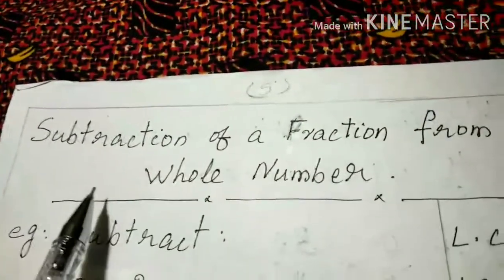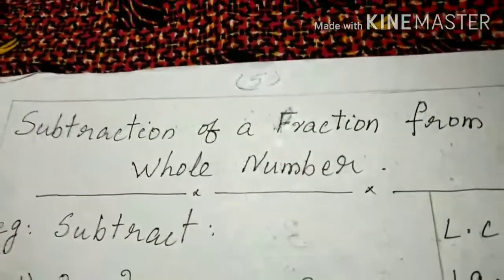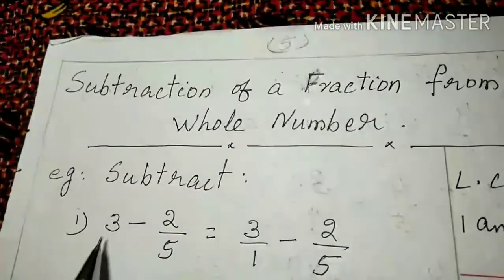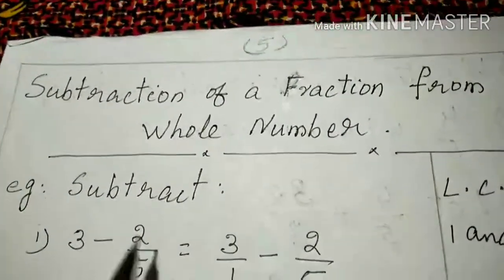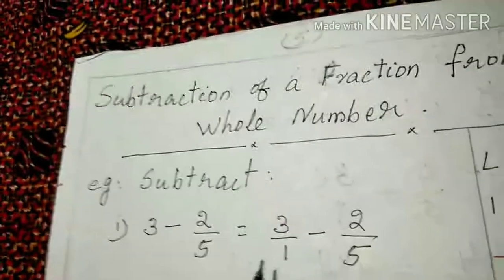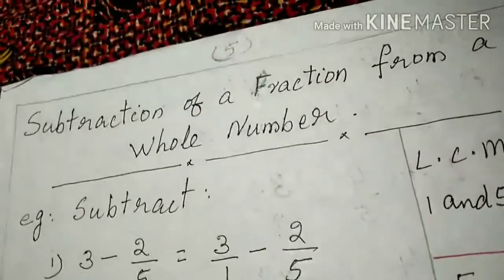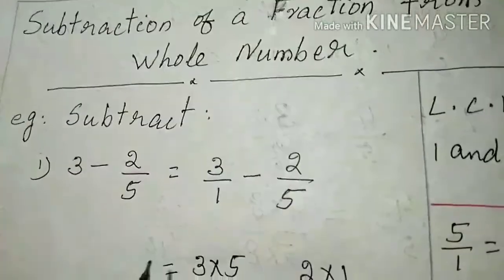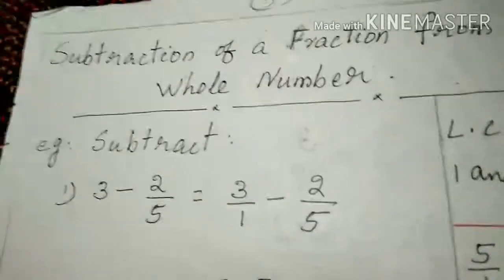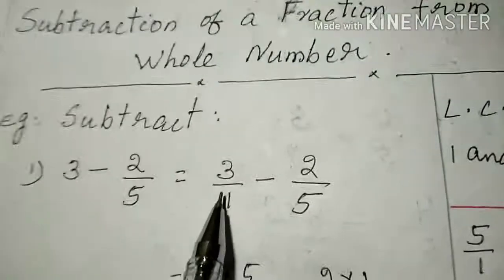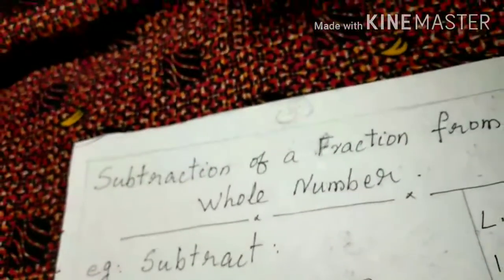Next type of subtraction is subtraction of a fraction from a whole number. Subtract 3 minus 2 by 5. Any whole number can be converted into a fraction by writing the denominator as 1. We know that 3 by 1 is equal to 3, 5 by 1 is equal to 5, 8 by 1 is equal to 8. Therefore, 3 you can write as 3 by 1 minus 2 by 5.